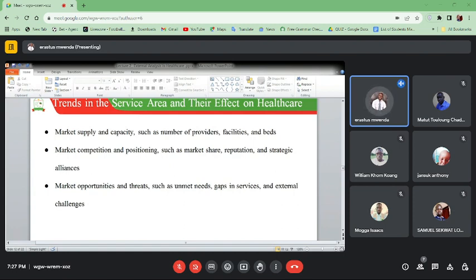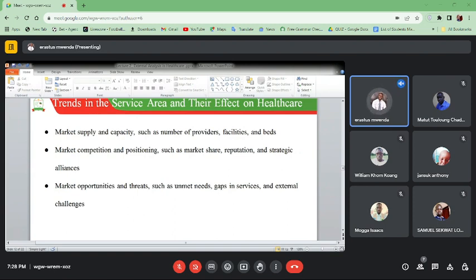Other trends would be in relation to market supply and capacity. For example, how many healthcare providers are within a particular locality? What are the levels of facilities that these healthcare providers have, and also the number of beds? Remember, we have the aspect of patient admission, and we do not want a scenario where patients are sharing beds. So that's why when you hear about the development of any hospital, you will not fail to hear about bed capacity. How many beds will that facility have?